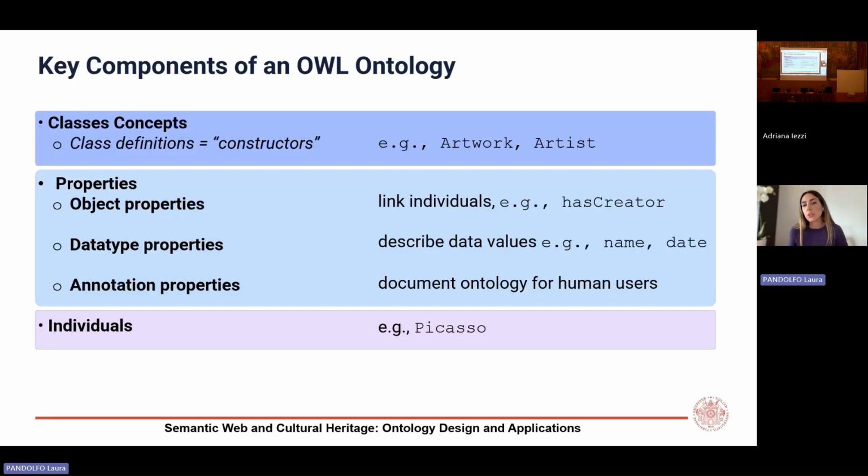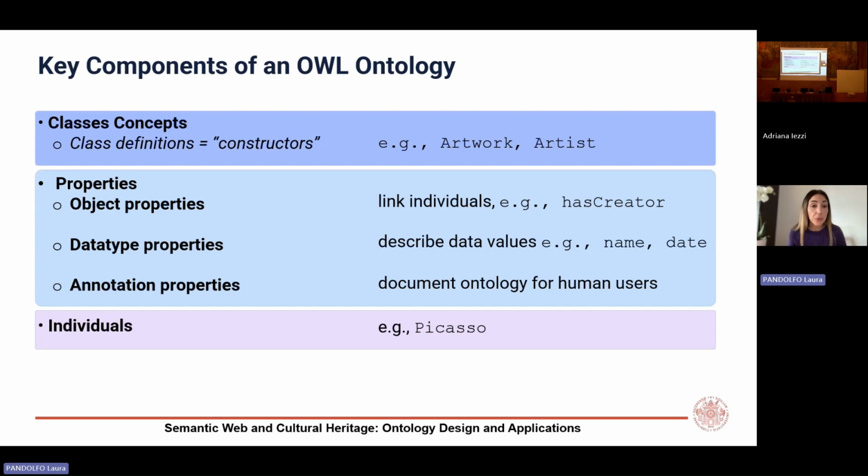The same structure used to represent knowledge in description logics is also found in the Web Ontology Language, which is built around classes, properties, and individuals. So, as in description logics, classes describe general categories or types of things in a domain. For example, artwork and artist are classes.